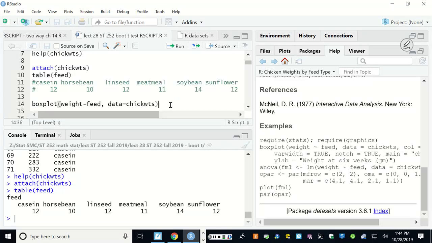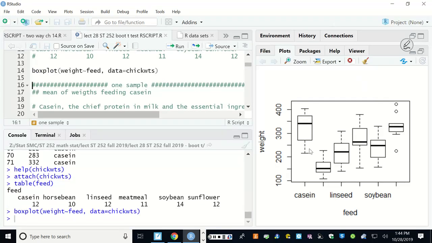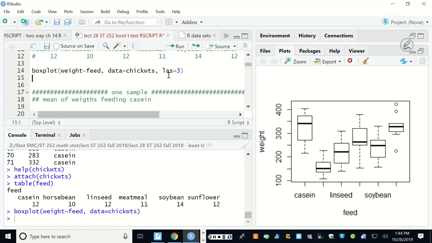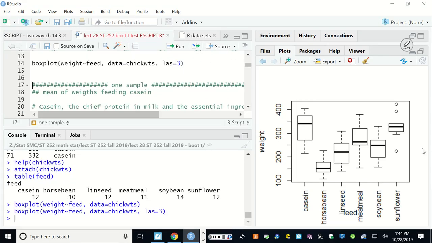But before we do that, these are box plots. There's this little command, las equals 3. So it's the orientation of the axes. Let's see if I run that, does it work? You can see it a little bit better. So sunflower, soybeans, meat meal, casein is up here, this one.